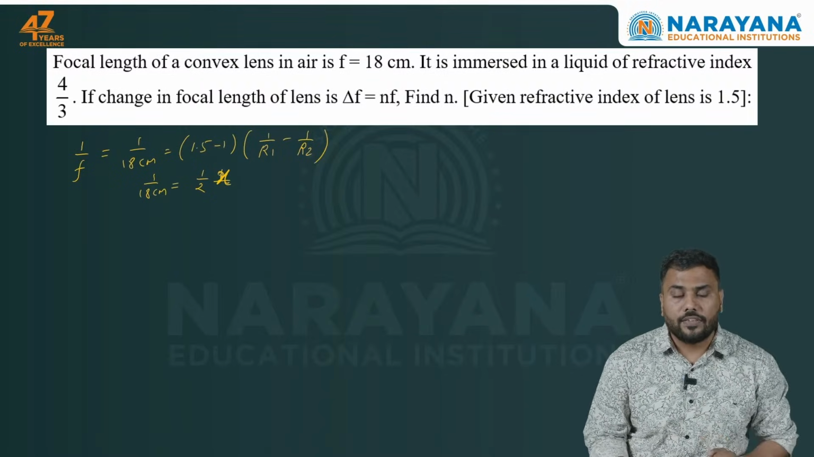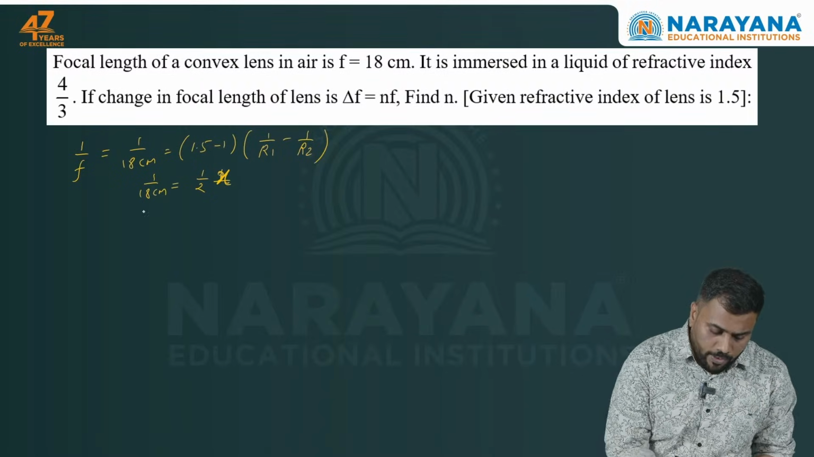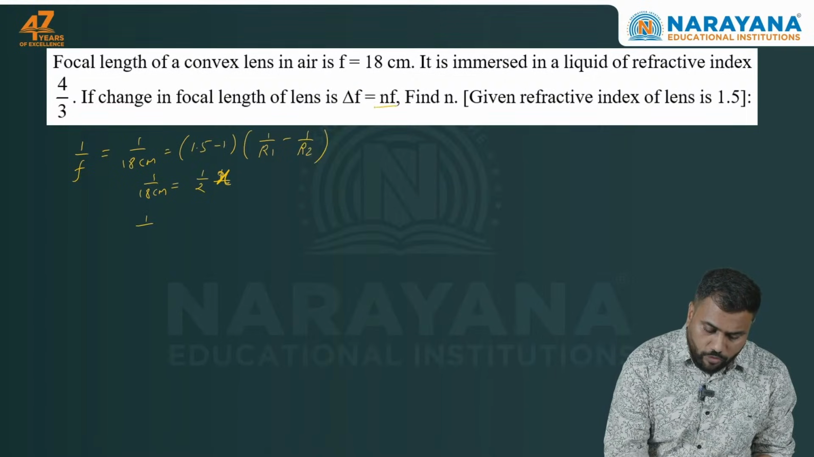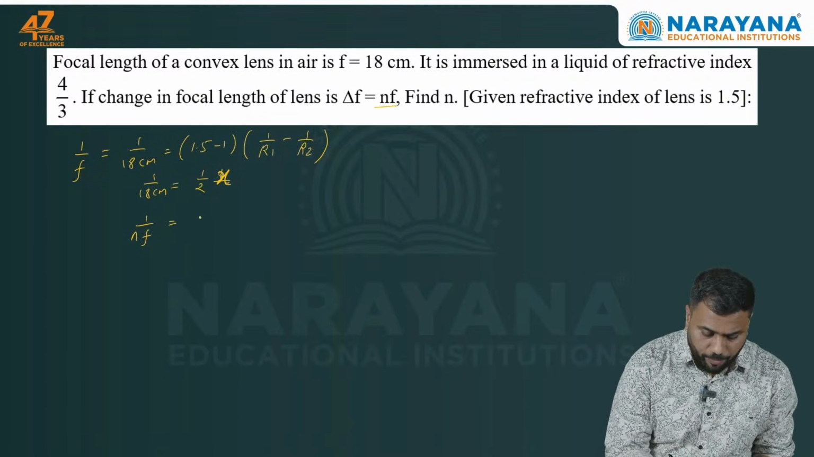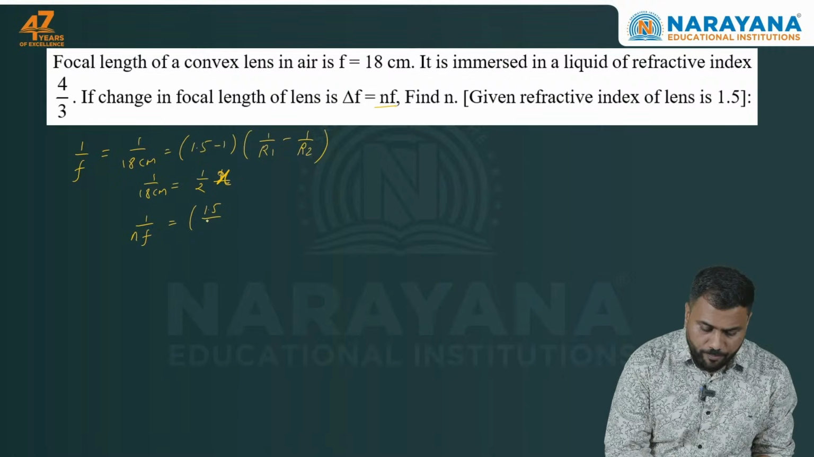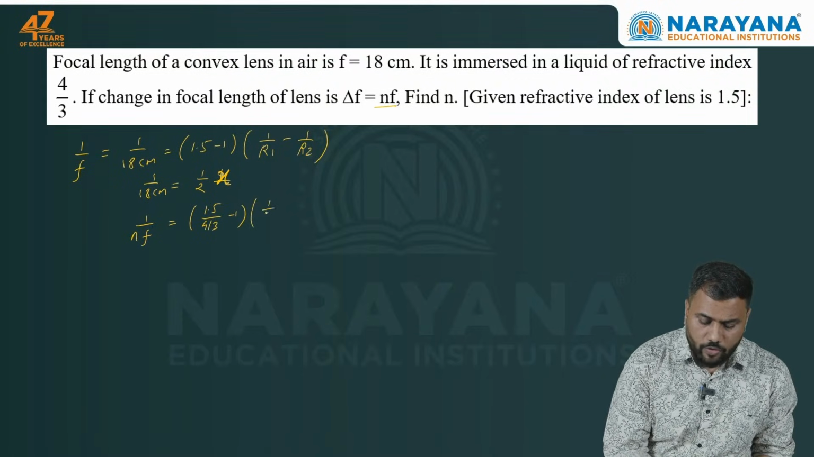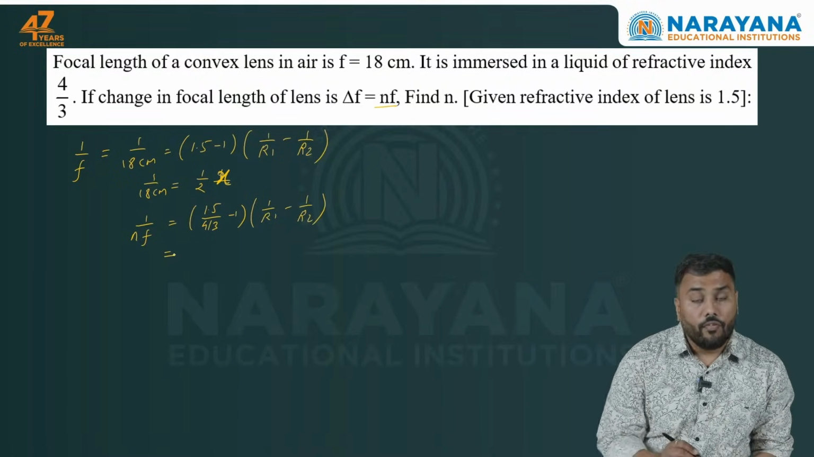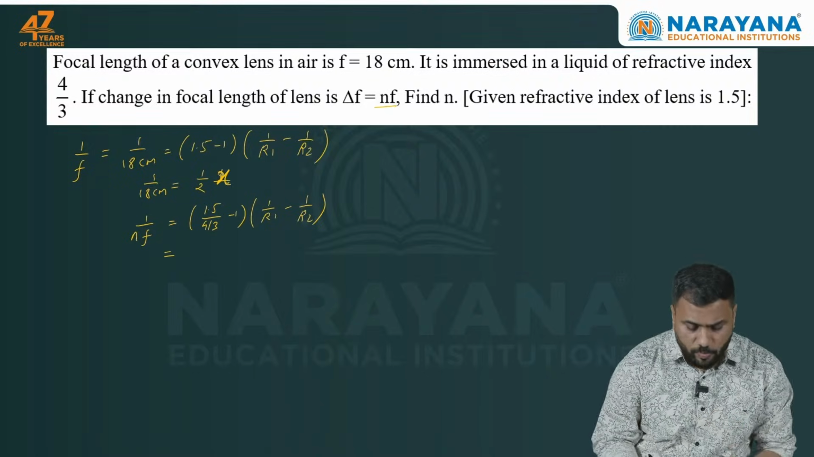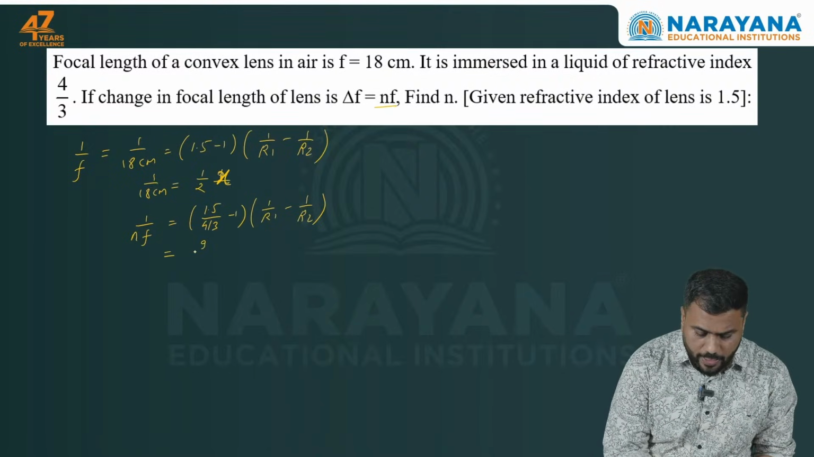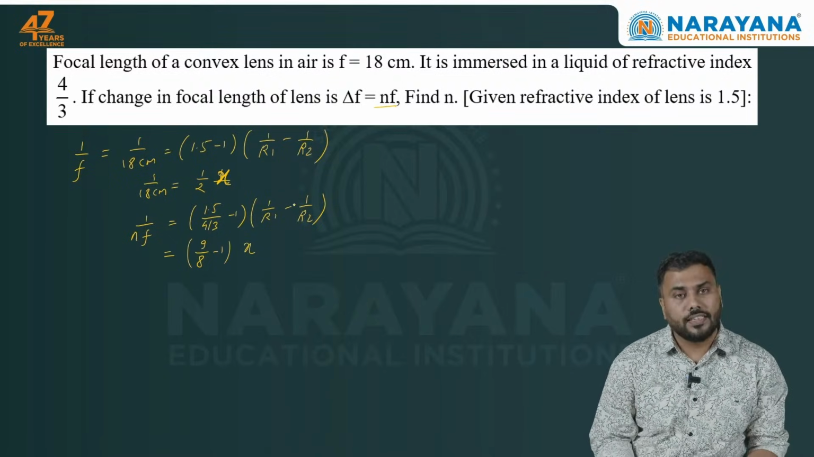For the second case, when this lens is kept in a liquid, the effective focal length, which in the question they are providing, that is n into f, that is n into 18 centimeter. It should be mu of the lens, which is 1.5, upon mu of the medium, refractive index 4 by 3, minus 1, into the same expression 1 by r1 minus 1 by r2. 1.5 is 3 by 2, 3 by 2 upon 4 by 3 is going to be 9 by 8 minus 1, and this expression I am again calling as x.